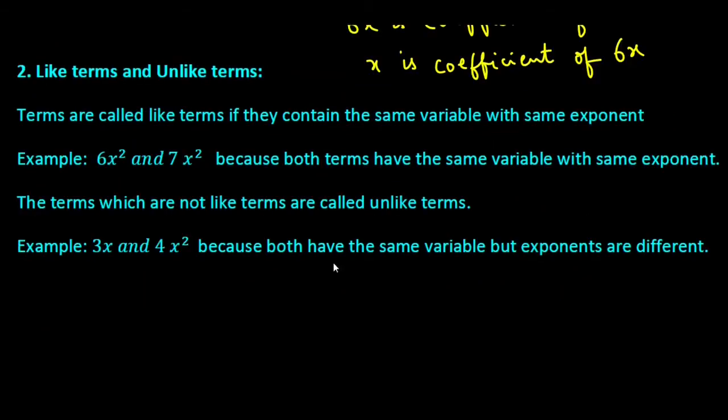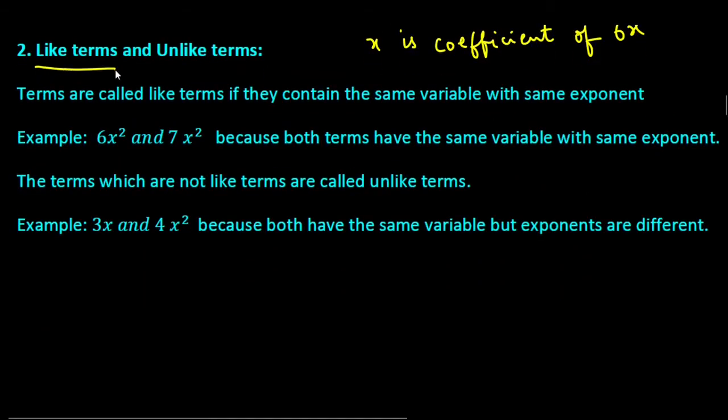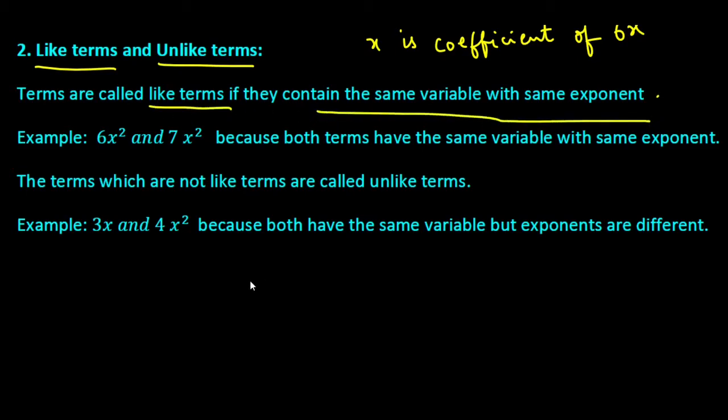Now let us see what are like terms and unlike terms. Terms are called like terms if they contain the same variable with the same exponent. For example, 6x square and 7x square. Here the variable is the same, x is here and x is also here, and the exponents are also the same, 2 is here and 2 is here. So 6x square and 7x square are like terms because both terms have the same variable with the same exponent.